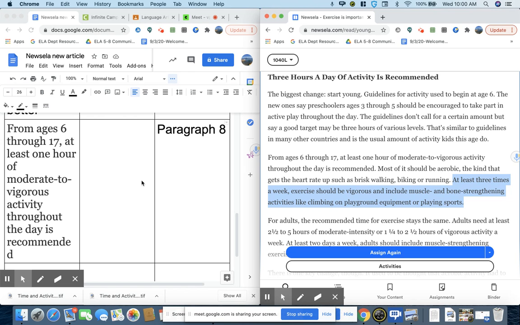Do you guys need more time, or you guys got that? Do you have it, or you need more time? More time. All right, I'll give you another minute to copy that. Again, it says from ages 6 through 17, at least 1 hour of moderate to vigorous activity throughout the day is recommended. And that's from paragraph 8.